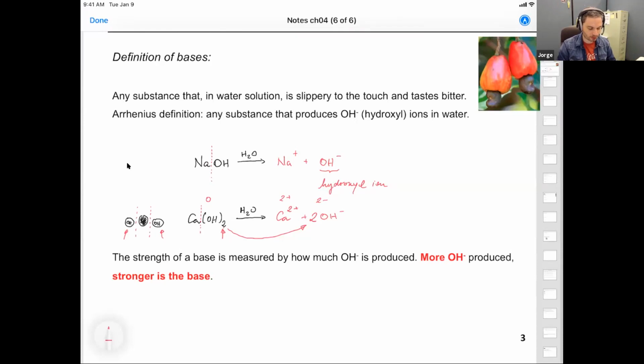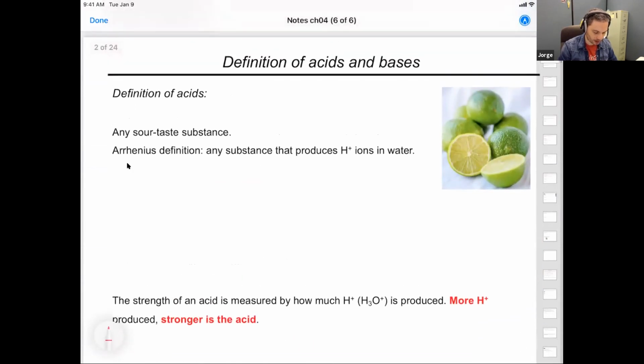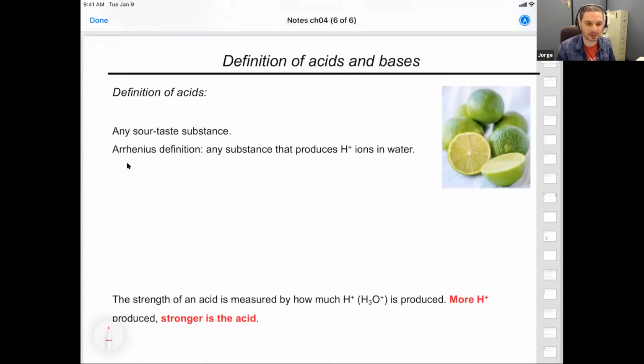So I gave you the definition of bases in a very colloquial way, relying on touch and tasting, and another definition that's more scientific, which is the Arrhenius definition. Any base in water will produce hydroxyl ions. Now let's move on to the definition of acids.